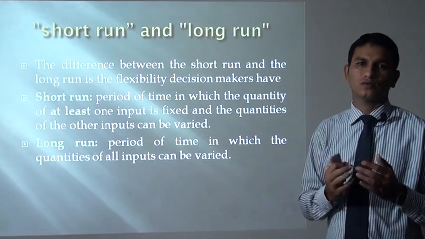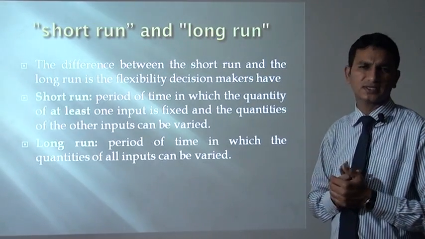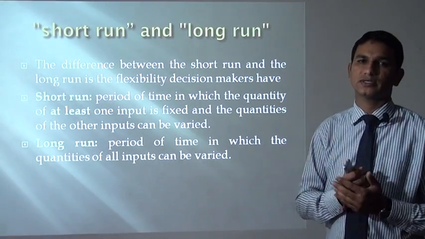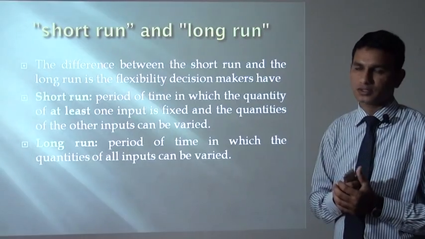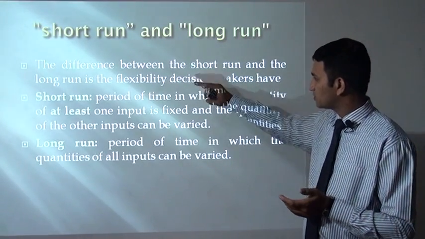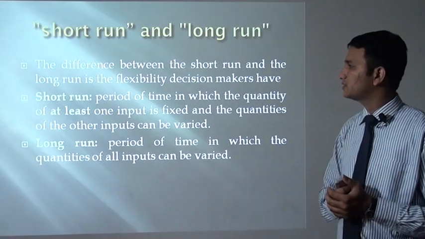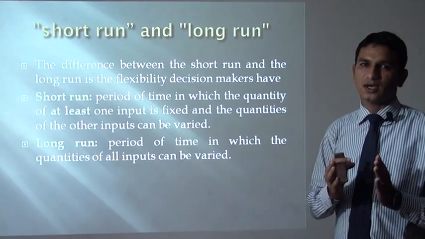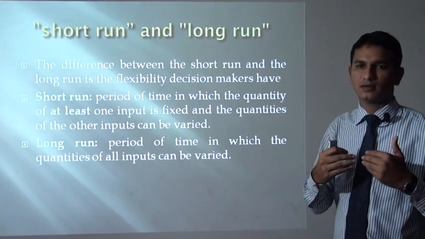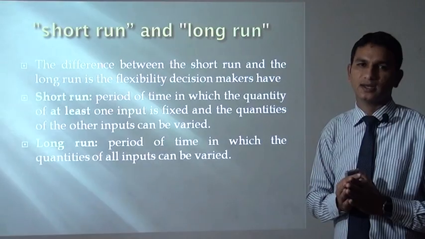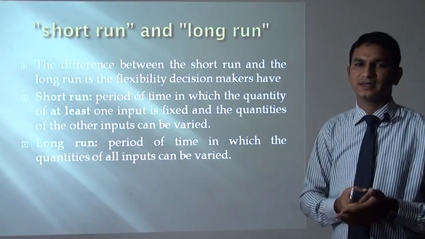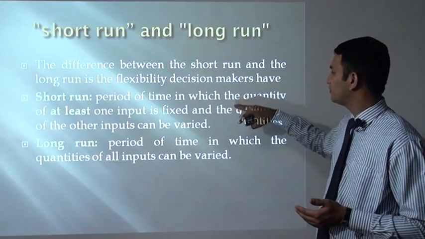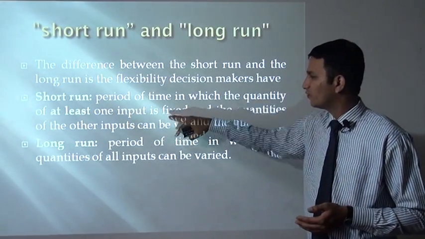Now we understand the different concepts of cost: short run cost and long run cost. We need to understand the meaning of short run cost and long run cost. The difference between the short run and the long run is the flexibility in decision making. In the long run, all inputs are variable, they can vary from each other. Short run means a period of time in which the quantity of at least one input is fixed.